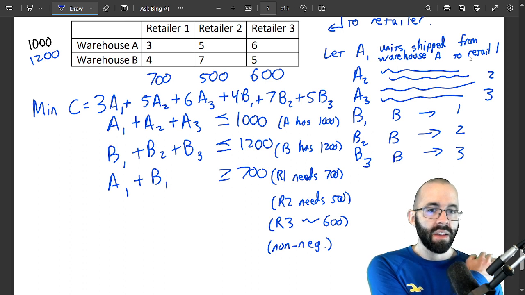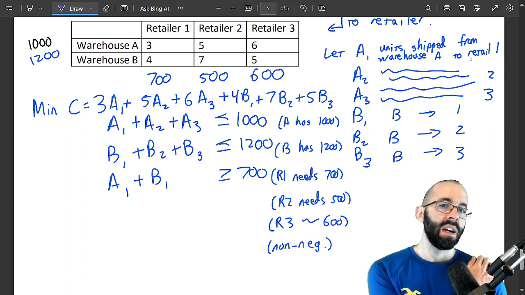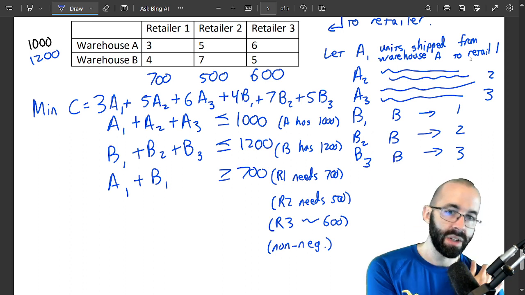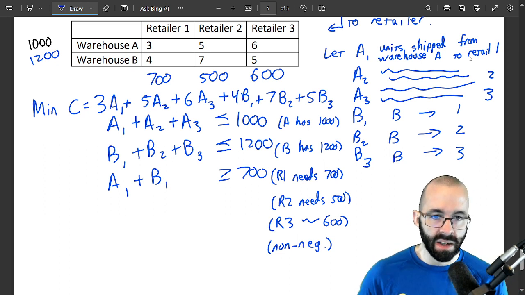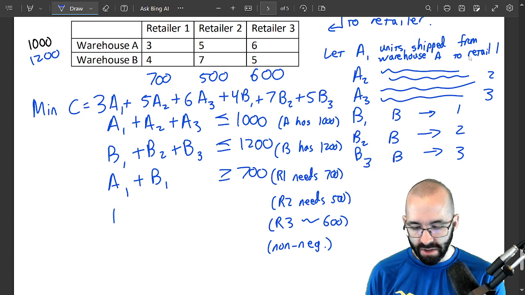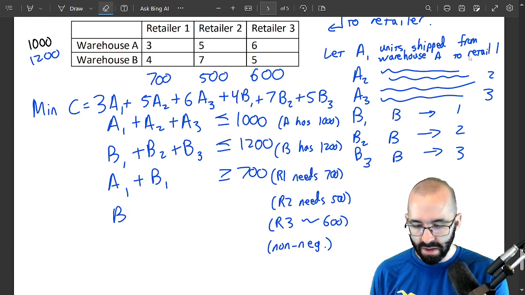That's the only way that retailer 1 is getting stuff. How much stuff are they getting from warehouse A, and how much are they getting from warehouse B? And very similar for the next two, right? That's going to be, whoa.